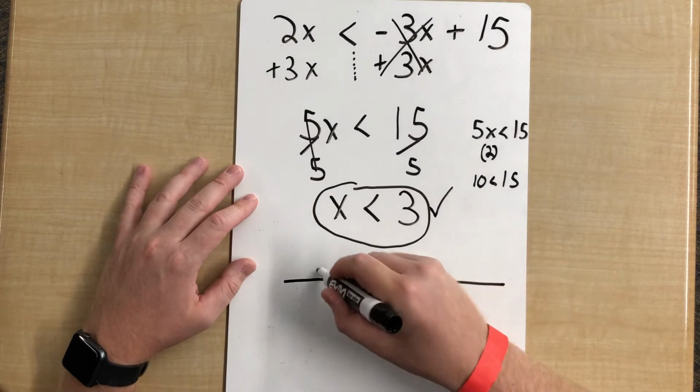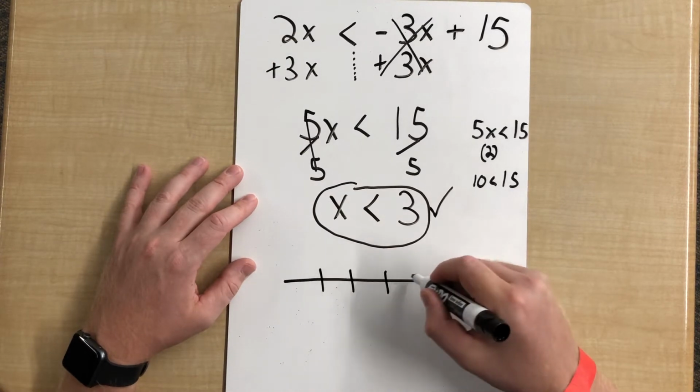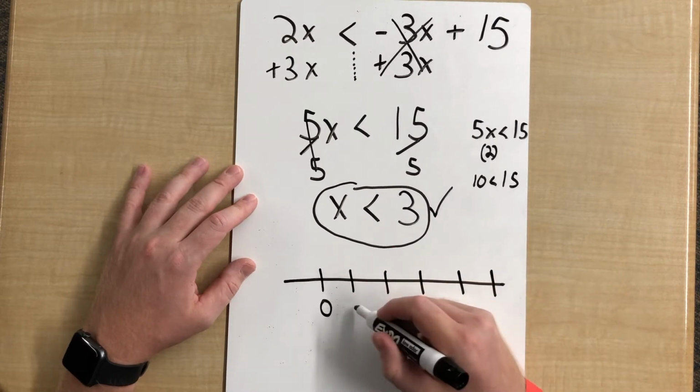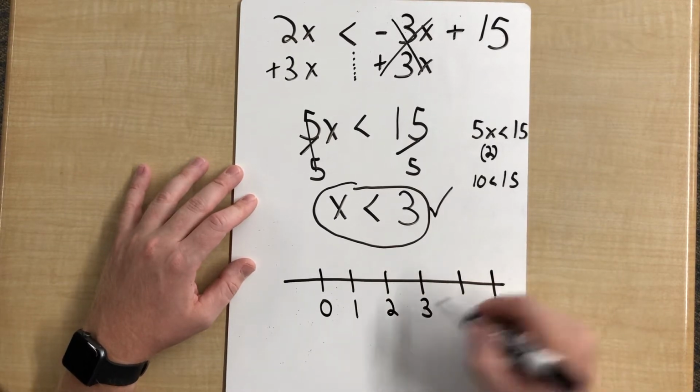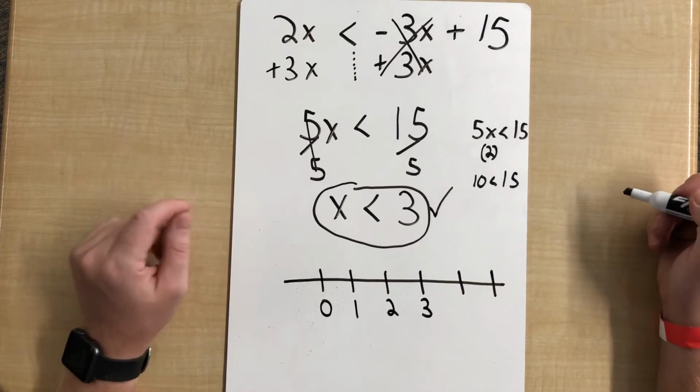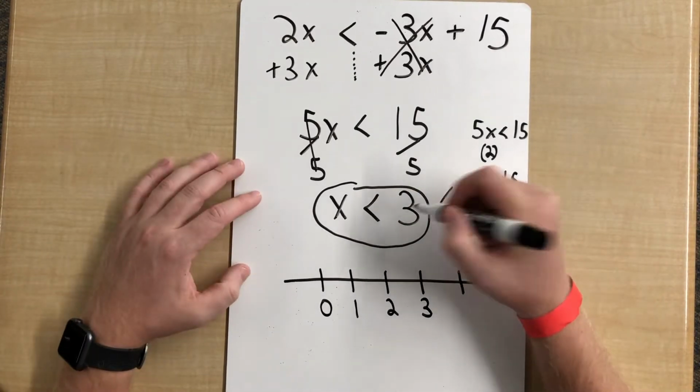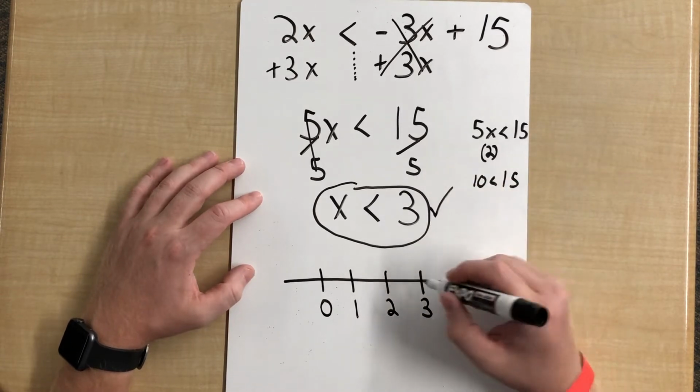And if you're making your own number line, just give me a few ticks, a few tally marks. You know, if this is 0, 1, 2, 3, something like that. You don't have to go crazy. X is less than 3. Let's graph it. We circle, first step, we circle our marker, our 3 right there.